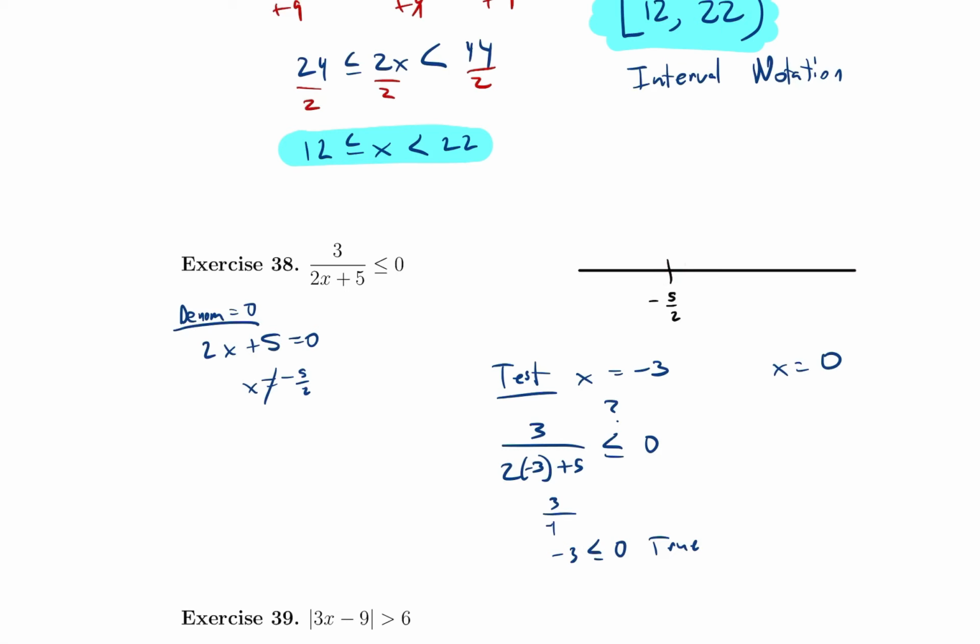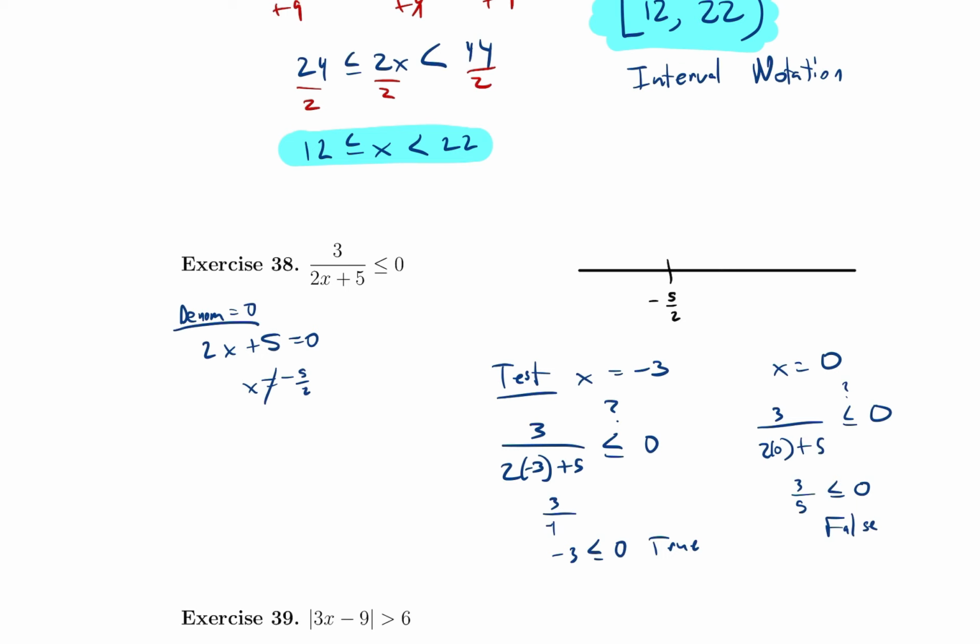Now we've got to figure out if this side is part of the solution set. So we do the same thing. Substitute 0 into the expression. You get 3 over 2 times 0 plus 5. Question mark. That's 3/5 less than or equal to 0. That is false.